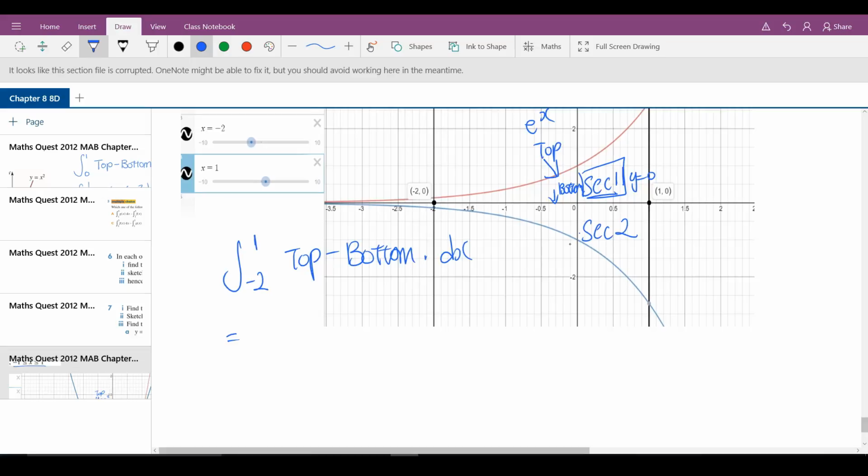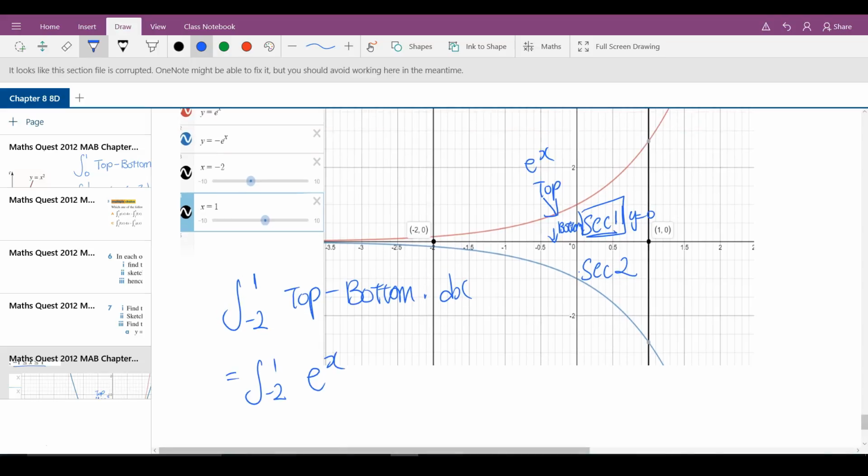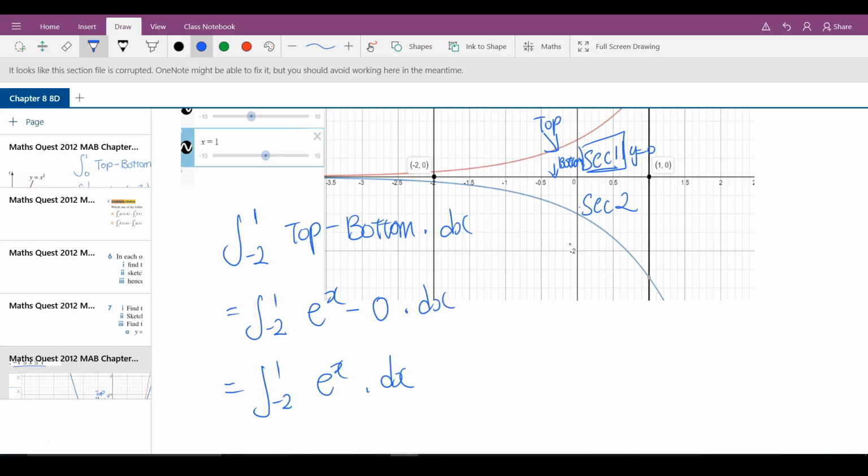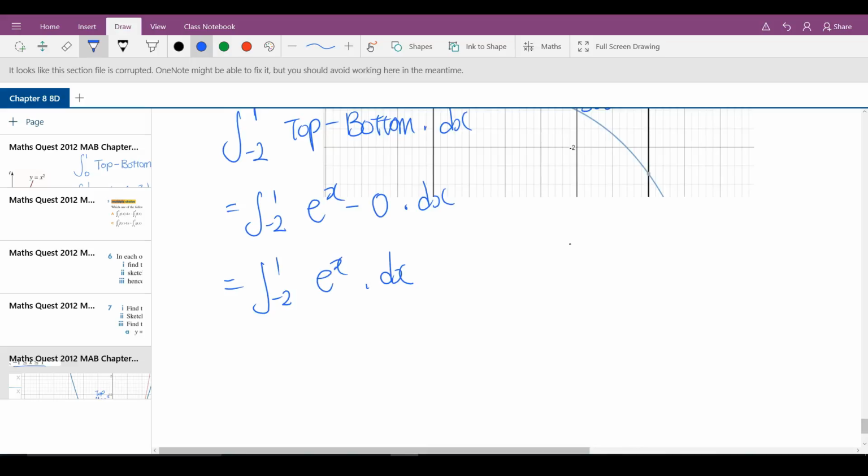That's equal to the top one, which is the positive e to the x, and then minus the bottom, which is 0. So that is just literally this. Very easy. And we know there are 2 lots of it. Therefore, the area is equal to 2 multiplied by whatever that is.